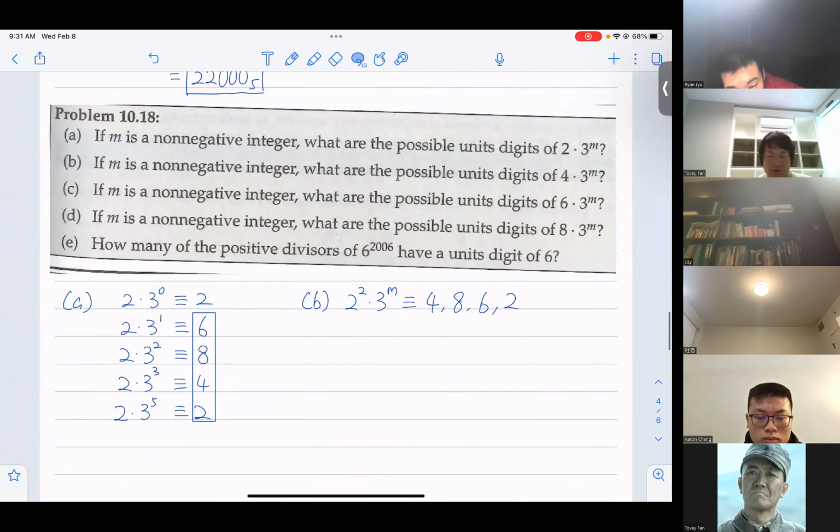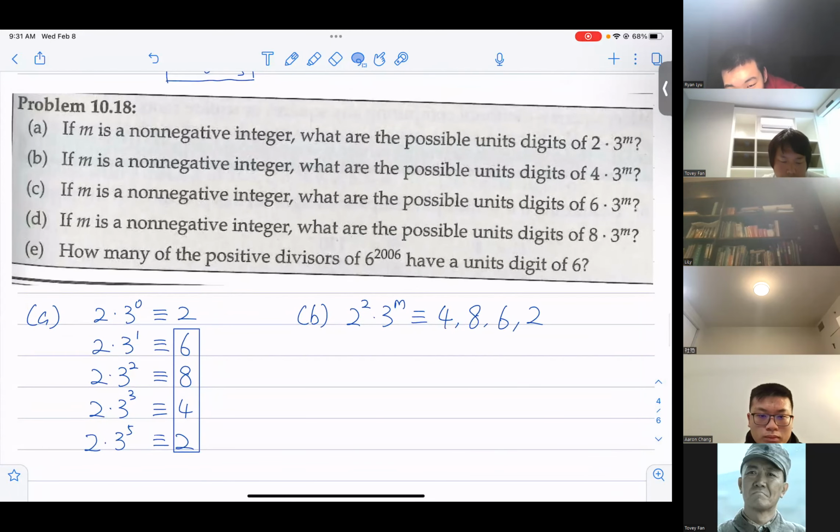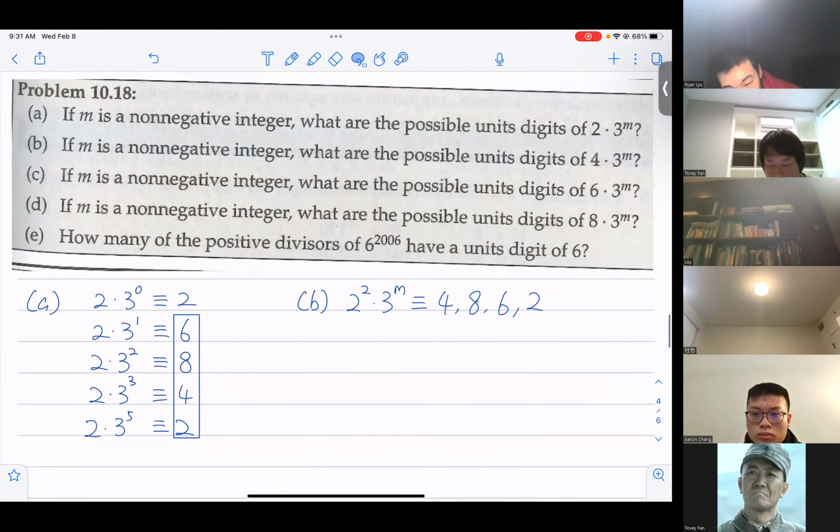Okay, so let's first review what we have done last time. The question is really just the last one: how many of the positive divisors of 6 to the power of 2006 have a unit digit of 6? You see the power is 2006.